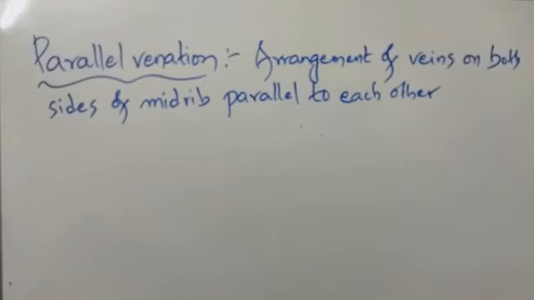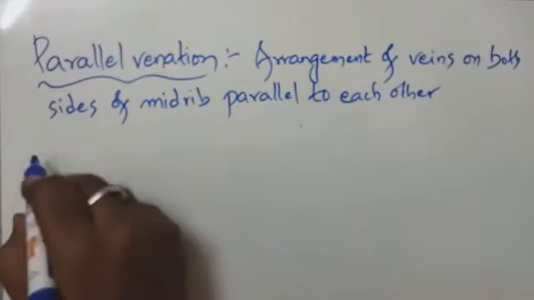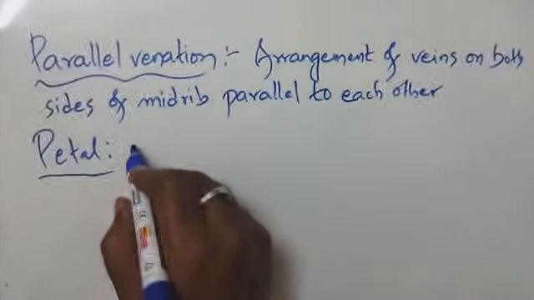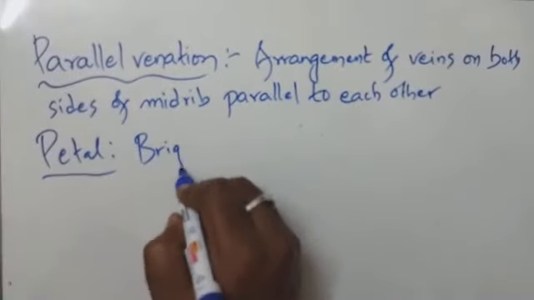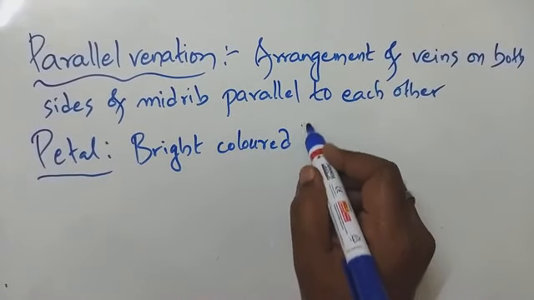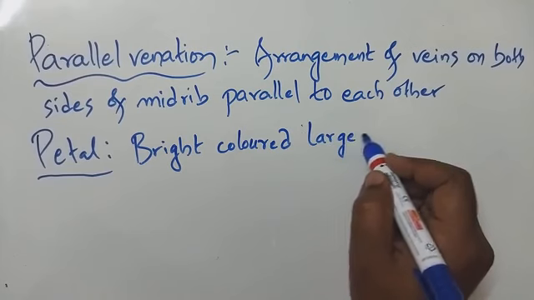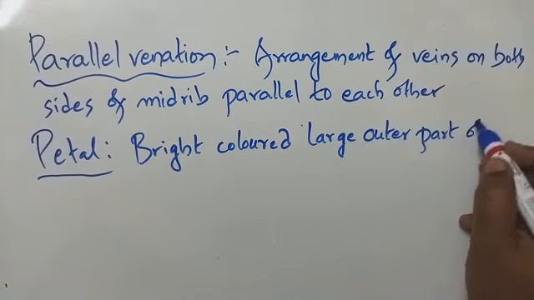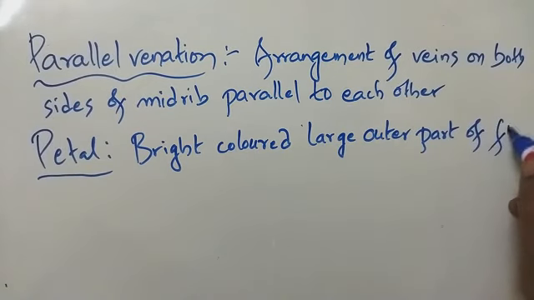Petal. What is petal? The bright colored large outer part of the flower is known as petal.